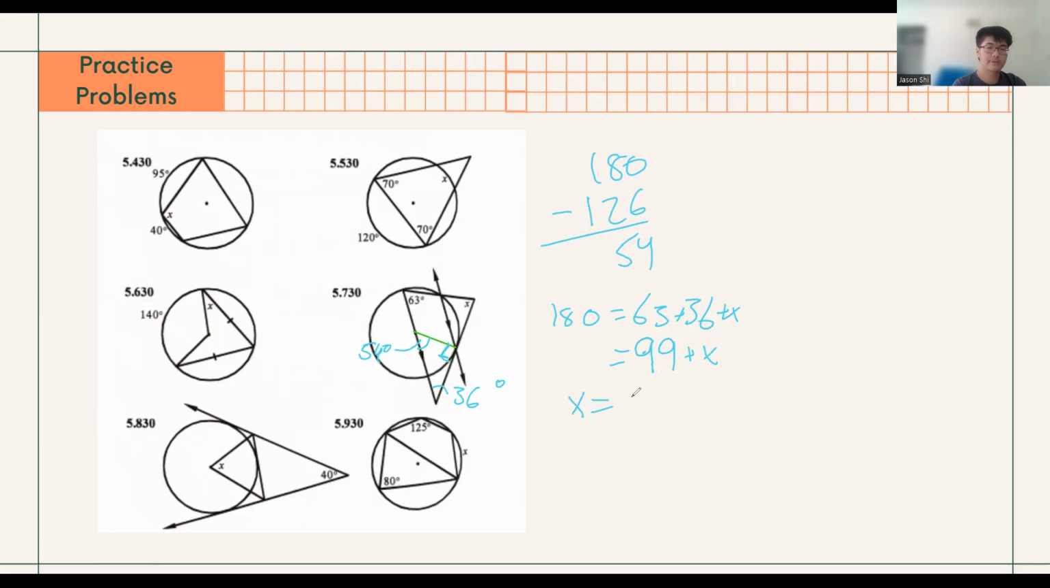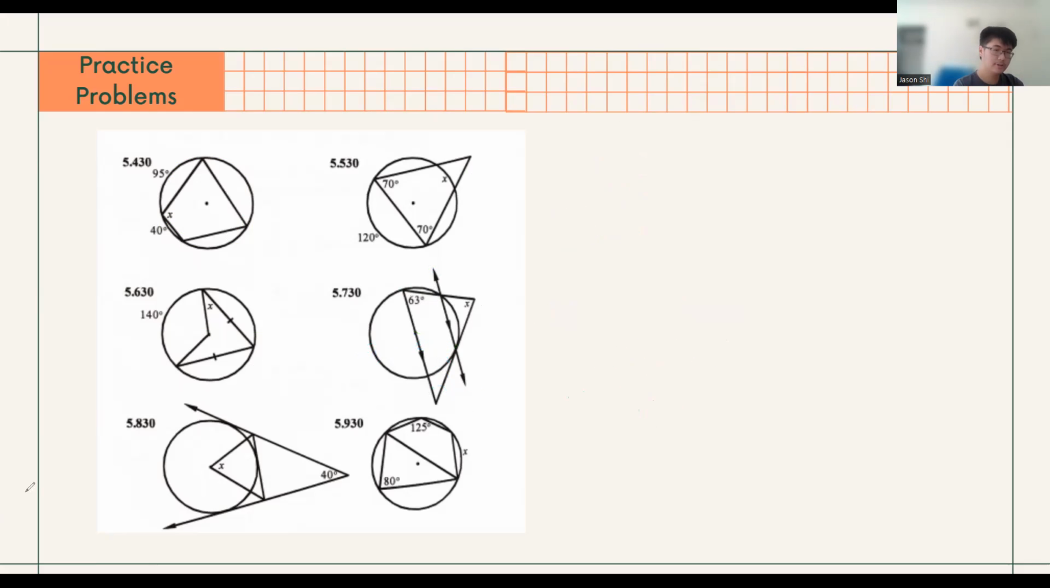So x equals 81. So x is 81 degrees. Okay. So that's question 5.730. And then question 5.830 is also pretty nice.